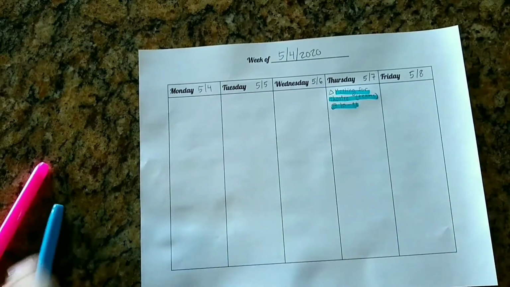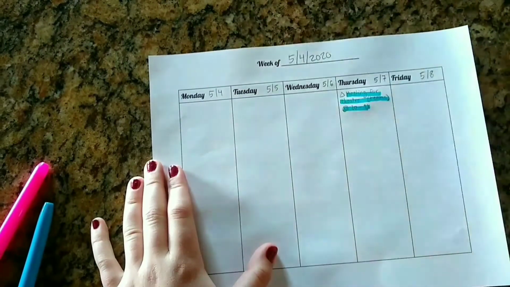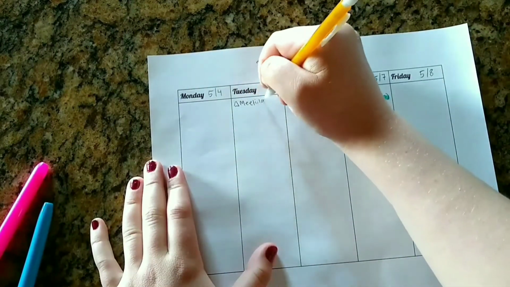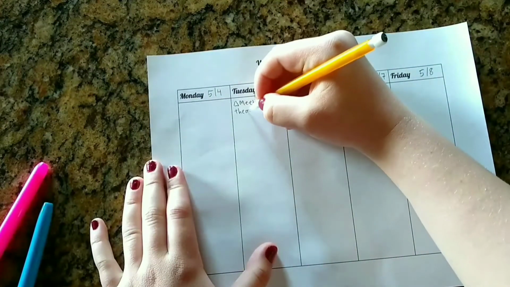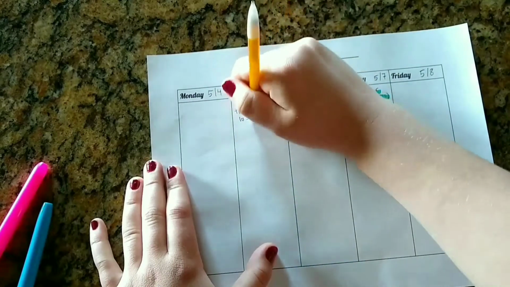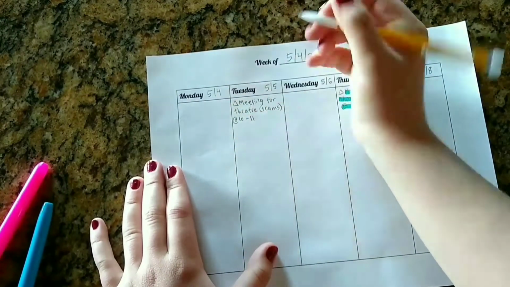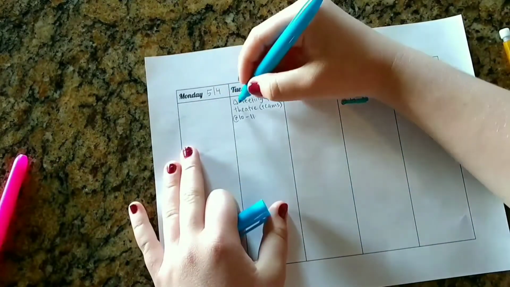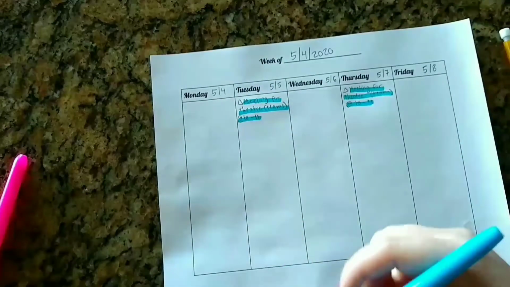It's hard to read here on the camera, but in real life it's still easy to read once you put the highlighter on it. Okay, so here I am just doing it again for another meeting I have for theater. Highlighting it blue again.